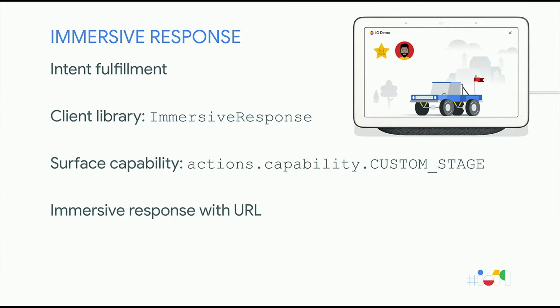There's also a new surface capability. So in your fulfillment code, you can go and check, is the device that the user is talking to capable of doing a Canvas experience? If it is, you can use immersive response. If it isn't, use our existing responses like simple and rich responses. As part of the immersive response, you need to provide a URL. It needs to be an HTTPS endpoint. That gets forwarded to the device, which loads the web app.